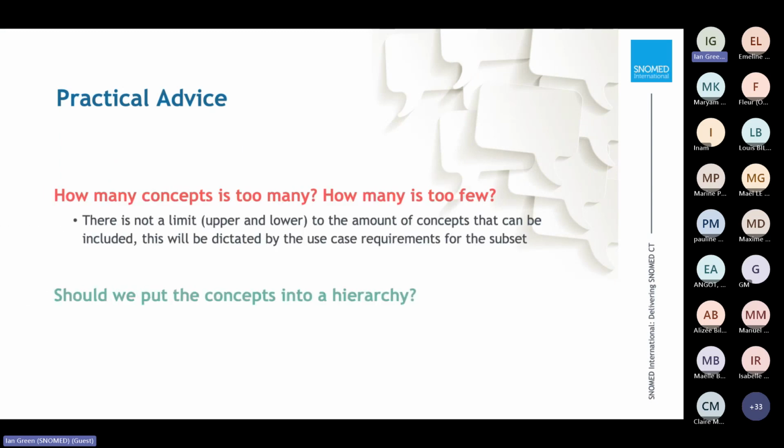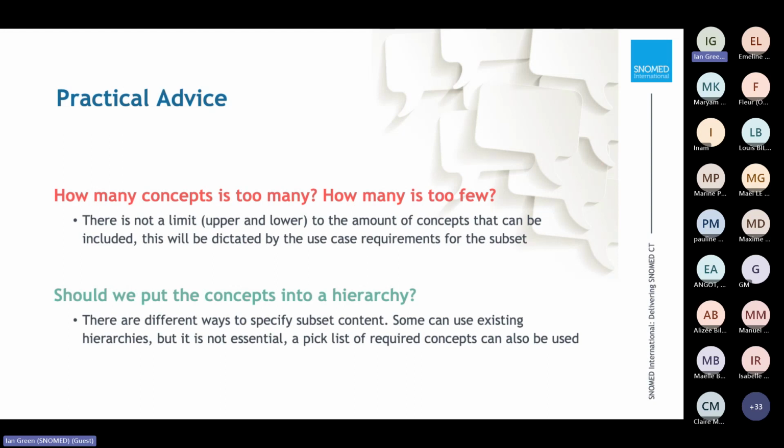This one, I'm just going to go through quickly, but these are some questions that we get asked all the time. If you're creating a subset, how many concepts is too many? How many is too few? How big a subset should you have? There's no limit, upper or lower, to the amount of concepts. It's dictated by the use case requirement. So you could have a subset with 150,000 concepts. You could have a subset with two. There isn't an upper or lower limit.